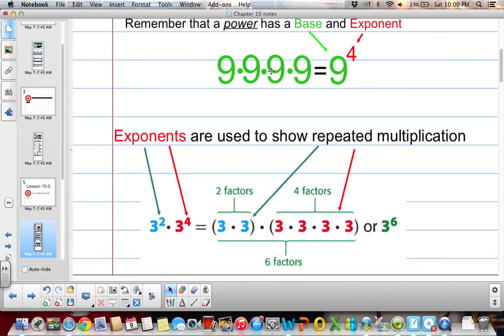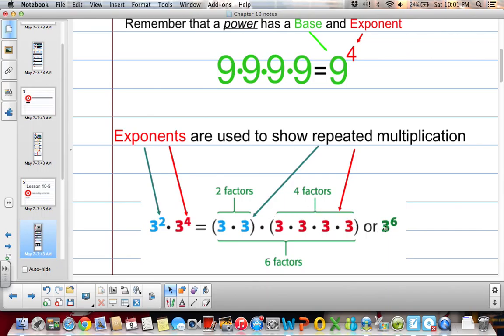Okay, so exponents, just like up here, are used to show repeated multiplication. So if we have 3 squared times 3 to the 4th, we know that 3 squared is the same as 3 times 3. And we know that 3 to the 4th is the same as 3 times 3 times 3 times 3. And since they're being multiplied together, we rewrite it as 3 squared times 3 to the 4th. So it's the same as 3 to the 6th because we have 1, 2, 3, 4, 5, 6. So 3 squared times 3 to the 4th equals 3 to the 6th.